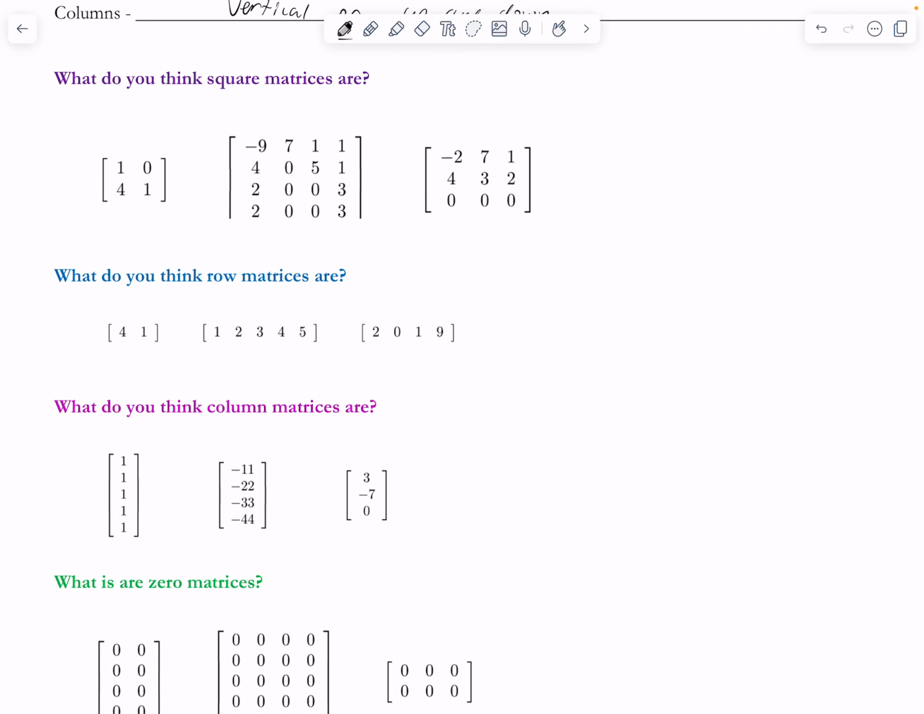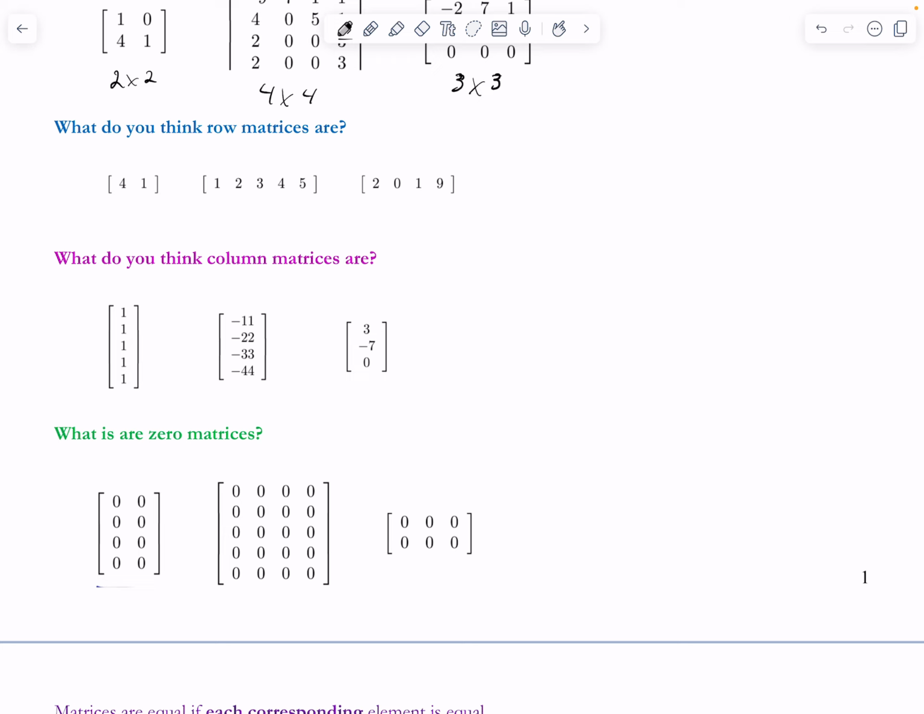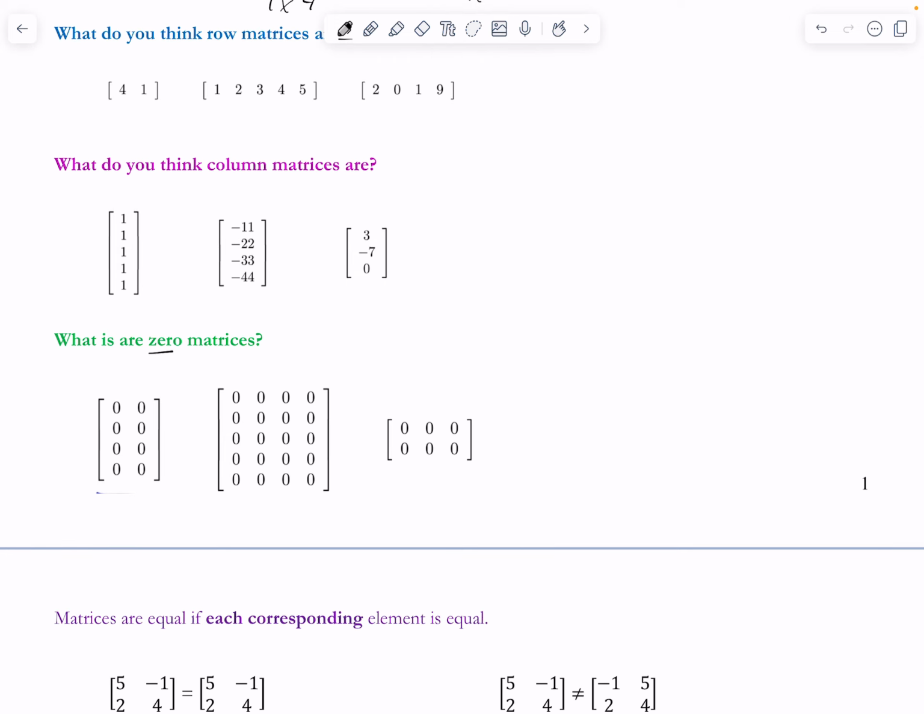Square matrices have the same number of rows and columns. So we have 2 by 2 here, 4 rows by 4 columns, and 3 rows by 3 columns. Row matrices only have 1 row, so you've got a 1 by 2, a 1 by 5, a 1 by 4. Column matrices only have 1 column, so that's a 5 by 1, a 4 by 1, a 3 by 1. And then zero matrices, it's in the name, right? All of the actual values in the matrix are going to be zeros.